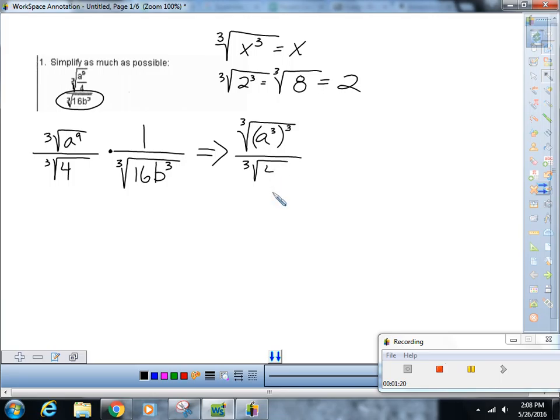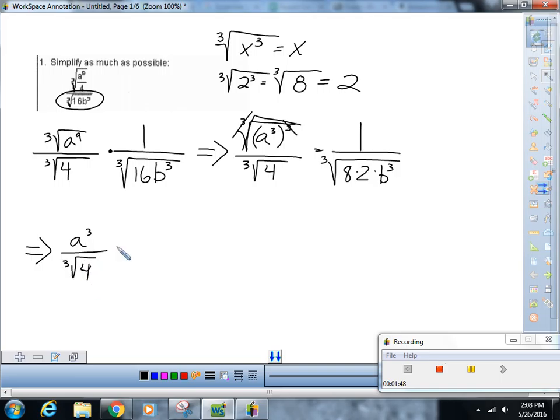And then there's nothing we can do with the cube root of 4, so we're just going to write it like that. Let's take a closer look over here at the bottom of this fraction, the denominator. You could write that as 8 times 2 times b cubed. Okay? So coming down here to our next line, on the top, this cube root will get rid of that sign, so you're just left with a cubed over the cube root of 4 times 1 over, okay, now remember the cube root of 8 is 2, so we take that out. The cube root of b cubed is b. And so all we're left with underneath there is a cube root of 2.